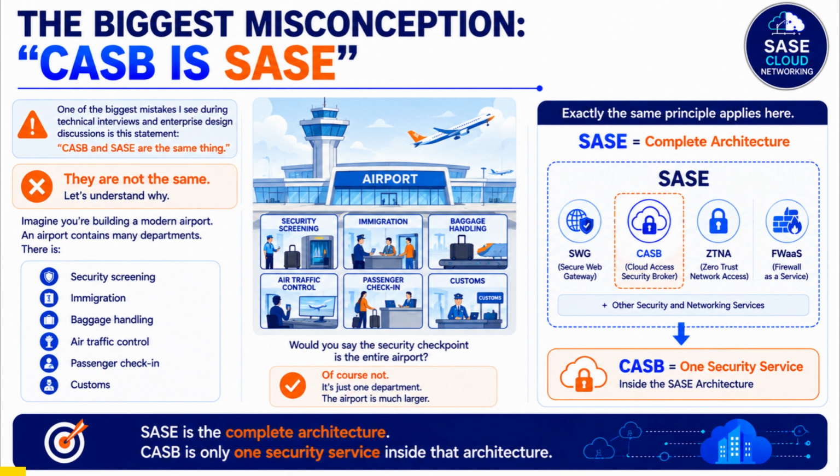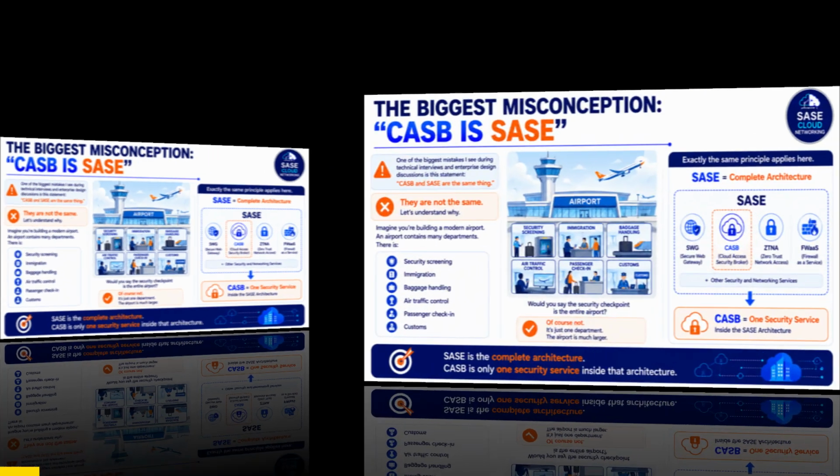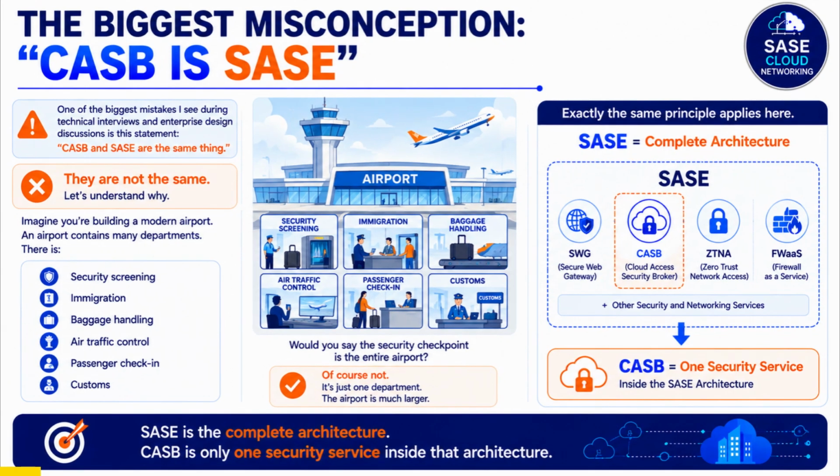The biggest misconception: CASB is SASE. One of the biggest mistakes I see during technical interviews and enterprise design discussions is this statement. CASB and SASE are the same thing. They are not the same. Let's understand why. Imagine you're building a modern airport. An airport contains many departments. There is security screening, immigration, baggage handling, air traffic control, passenger check-in, customs.